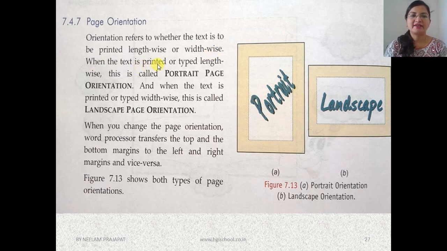So when the text is printed or typed lengthwise, it is called portrait page orientation. And when the text is printed or typed widthwise, this is called landscape page orientation. Got it? So when we prepare the page lengthwise, then it is portrait, and when we prepare the page widthwise, then it is landscape. So when you change the page orientation, the word processor transfers the top and the bottom margins to the left and the right margin and vice versa. So top will become left and bottom will become right margin. Got it?